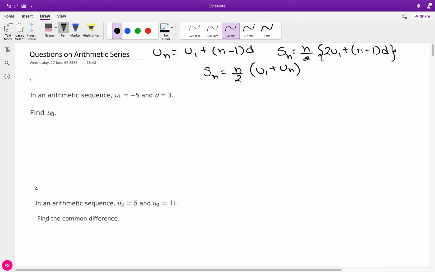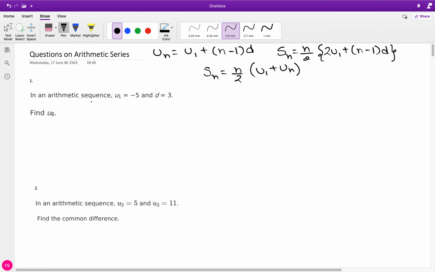This is also the formula to find the sum of the arithmetic series, but you only use it when you have the first term and the last term. Okay, so let's start. The first question is a very easy question, so I will start with this, but I will keep on increasing the level of difficulty as we move on.